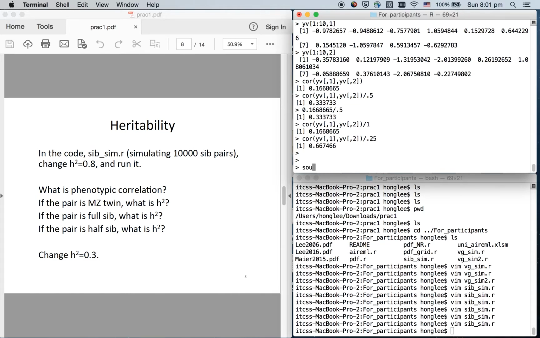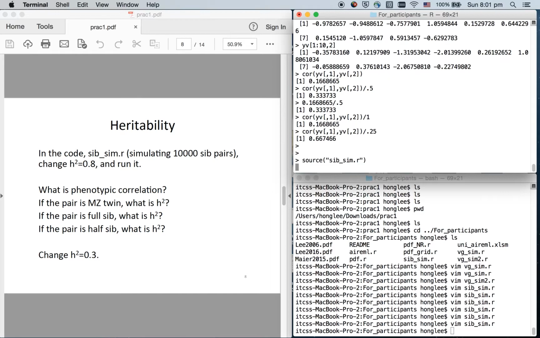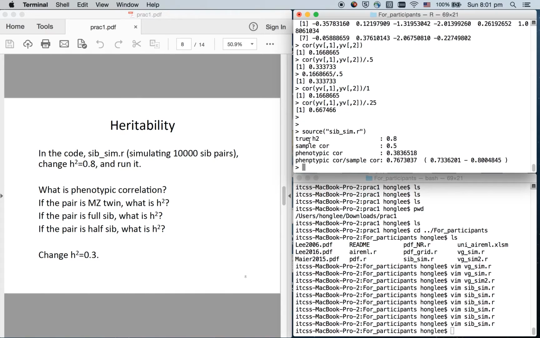So we use the source code, code names. Okay, so we simulate heritability as 0.8, and we used full SIPs, and now the phenotypic correlation is increased from the previous, right? That would be expected, because when you use high heritability, the phenotypic correlation can be increased. That is a function of heritability as well as sample correlation, right? Now the estimated heritability is 0.76.